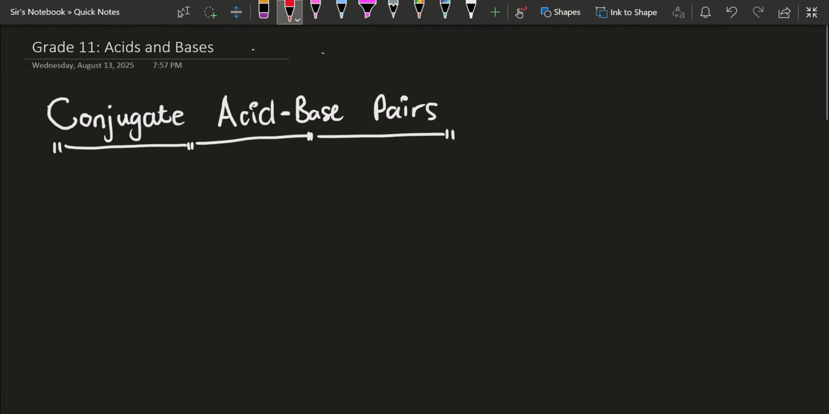Okay, so today we're looking at conjugate acid-base pairs. So what exactly are conjugate acid-base pairs? Conjugate acid-base pairs are pairs of molecules or ions that differ by a proton. So we say that conjugate acid-base pairs are pairs of molecules or ions that differ by a single proton.